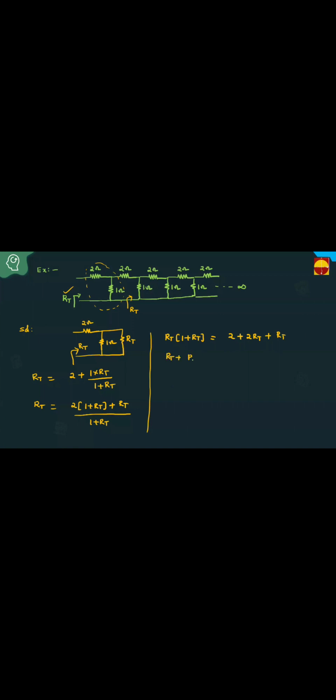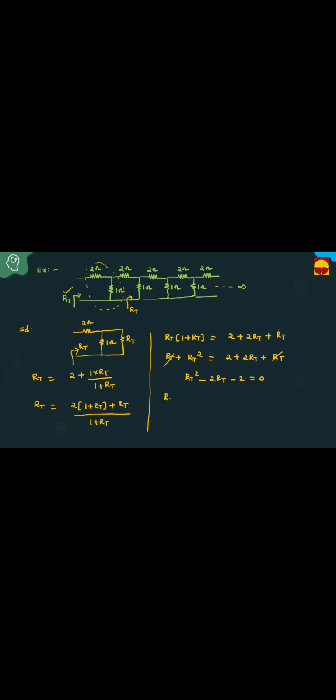RT plus RT square equals 2 plus 2RT plus RT. RT cancel. Then RT square minus 2RT minus 2 equal to 0. Same quadratic equation. We are getting the same equation. Then RT equal to 2 plus or minus square root of B square minus 4AC, that is 2 square minus 4 into A into C is minus 2, by 2A, 2 into 1. So RT we can get 1 plus root 3, which is equal to 2.73. Can you check it? Even for capacitances also, same procedure.